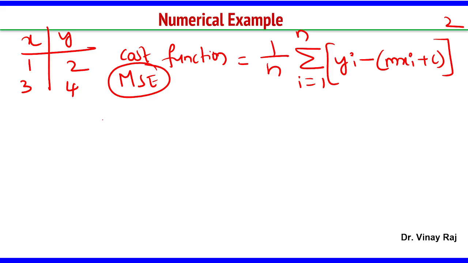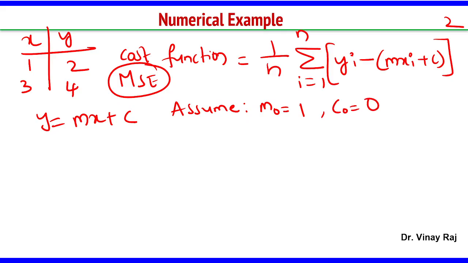Now, what is my simple linear regression model? My regression model is mx plus c. You have to assume some initial values. What does gradient descent do? It assumes some value. When you are on the top of the hill, you are at some point, and that point has to be assumed. So, we will assume m naught equal to, let us say, 1 and c naught equal to 0. And what should be your learning rate? I am assuming my learning rate to be, let us say, 0.001. Using these values, we will try to find out the model.